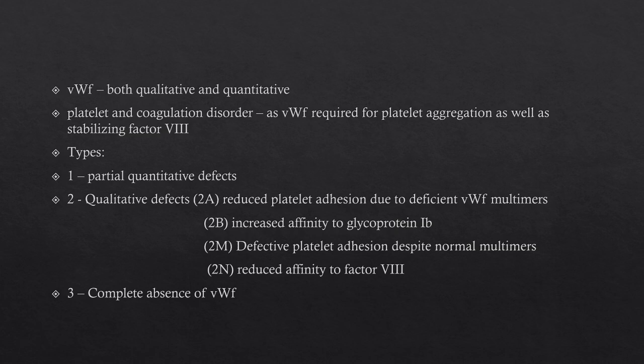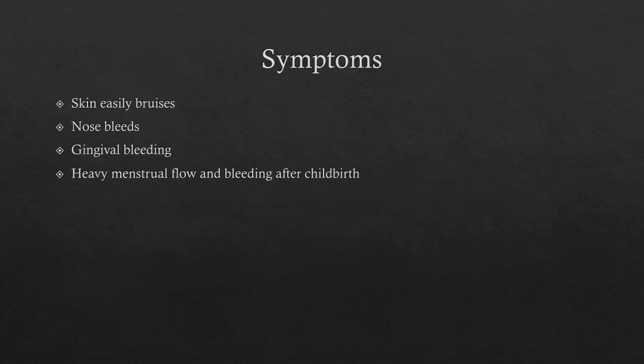2B is the increased affinity to glycoprotein 1B. 2M is defective platelet adhesion despite normal multimers, a pure qualitative defect wherein the multimers are there but they do not function properly. 2N is reduced affinity to factor 8. And the third one is complete absence of von Willebrand factor.